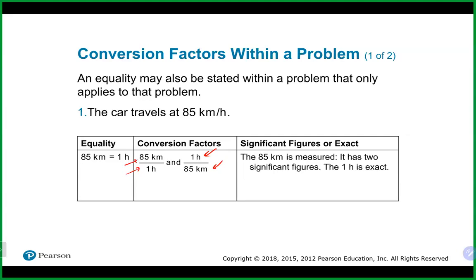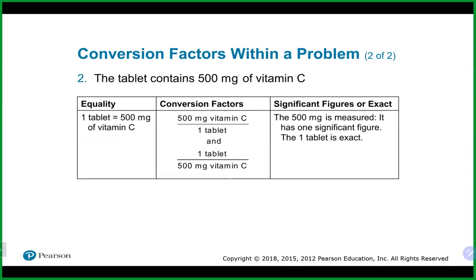So here we would look at the 85 and say it has 2 significant figures, if we were doing some type of calculation with this. Obviously it's specific to this problem, because people don't always travel 85 kilometers per hour, right? So it's not an exact conversion all the time. It's something that was given in the problem.